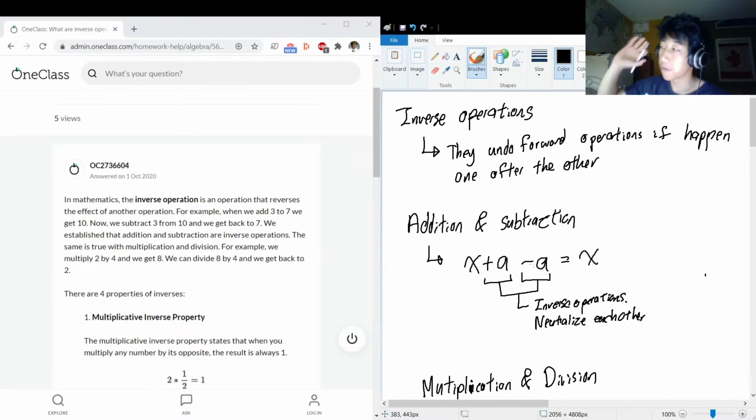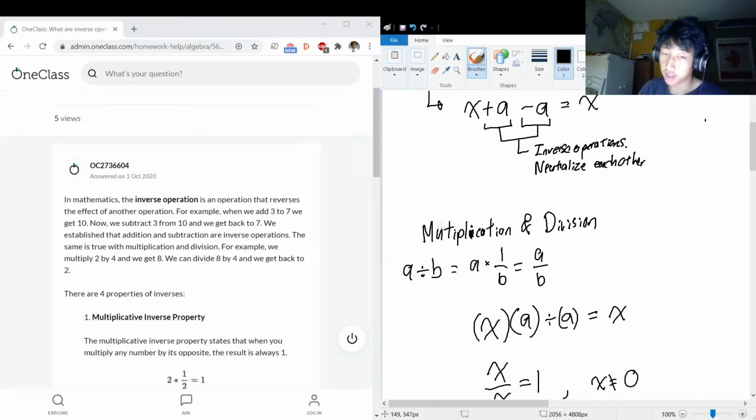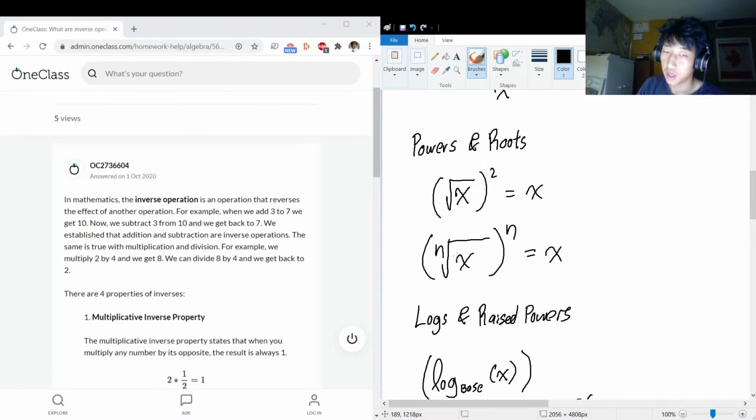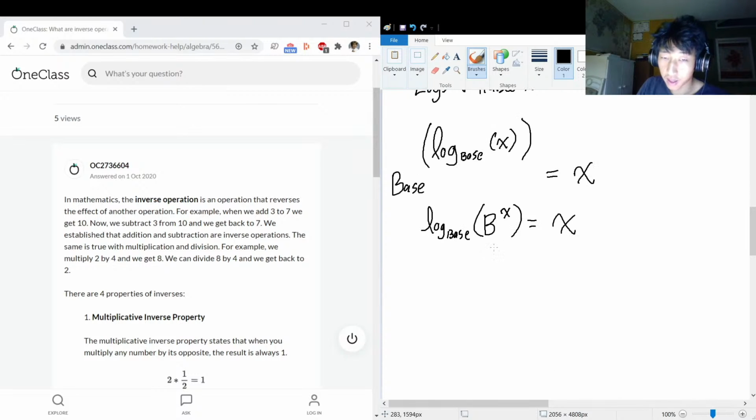It's just if one can undo the other. Addition and subtraction, inverse relationship with each other. Multiplication and division, same thing. They're inverses. Powers and roots, logs and raised powers. I don't know if raised powers is the best way to describe it, but you put that as the power of the base if you're trying to pull something up out of the log, and if you take the log of something to the power of what you're trying to find, you'll get it.